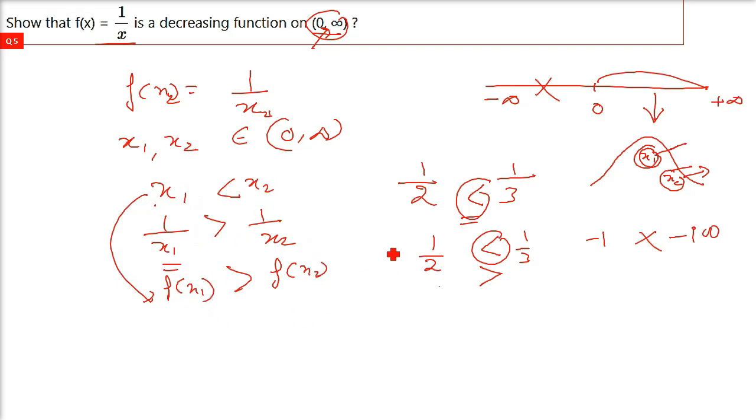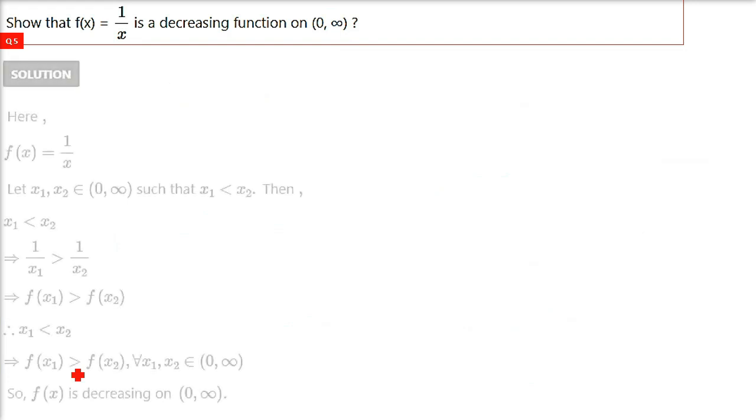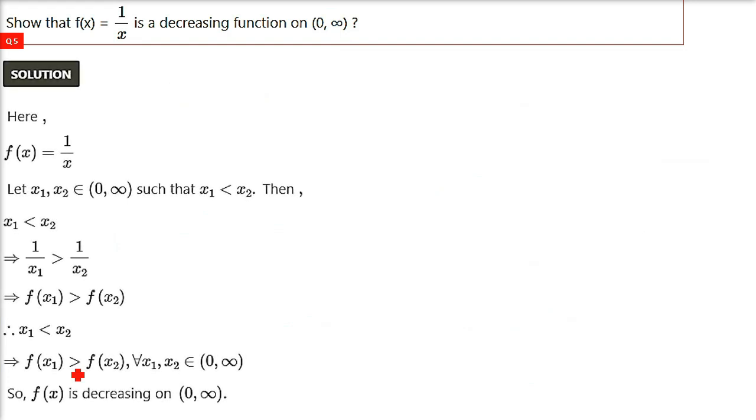So the trend is whenever a number is lower than another number, the value of the function at the lower number is higher than the value of the function at the higher number. You got this? x1 is less than x2 implies that f(x1) is greater than f(x2). This is a different thing. Less than to less than means increasing, but less than to greater than means decreasing. So how are you going to write it? This is how you are going to write it in your exam or in your classwork.